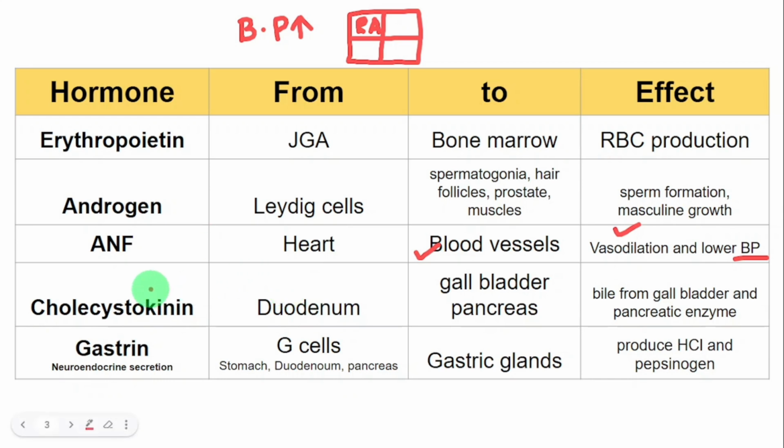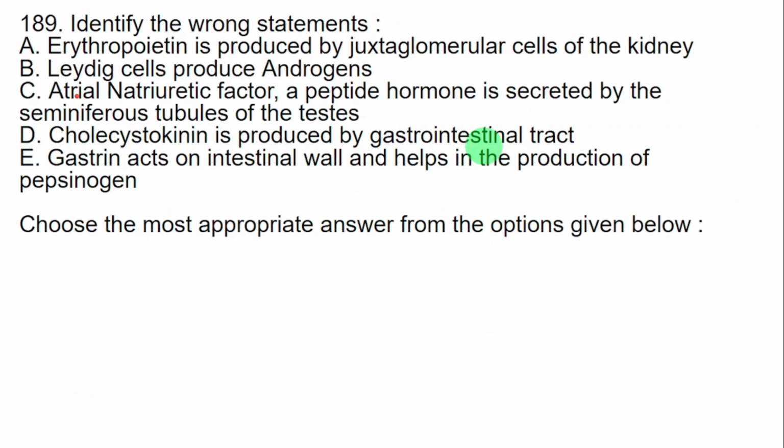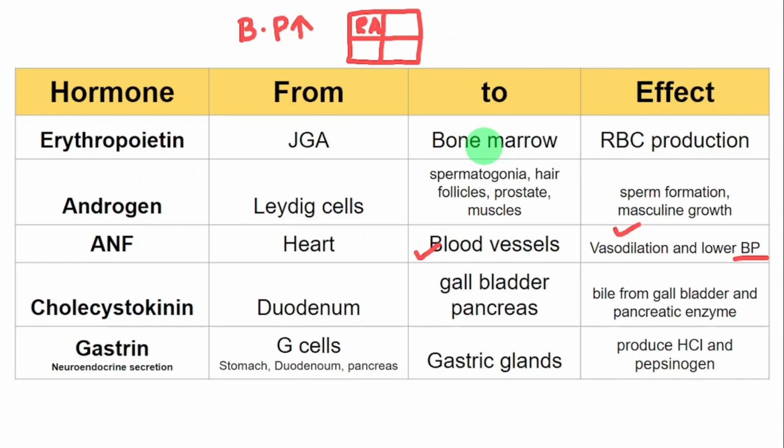The other effect of ANF will be on the urine output and also on the sodium secretion. If you focus on the term atrial, because it is produced by the atrium, natriuretic factor. Natri is for natrium, which is sodium, and uretic means in urine. So sodium will be excreted out in urine. And there will also be excessive secretion of water so that the blood volume goes down. All these factors will contribute to lower BP. So this is the mechanism of ANF action.